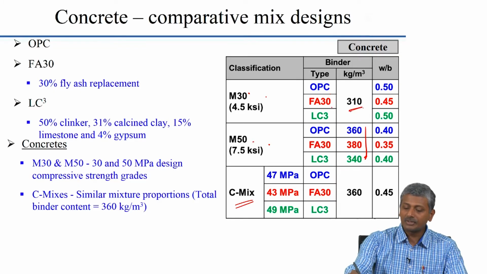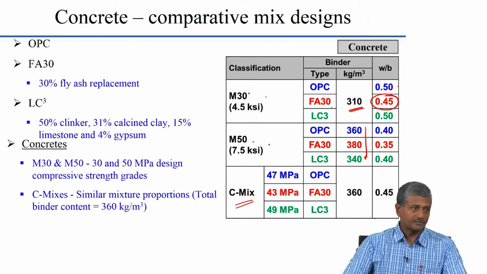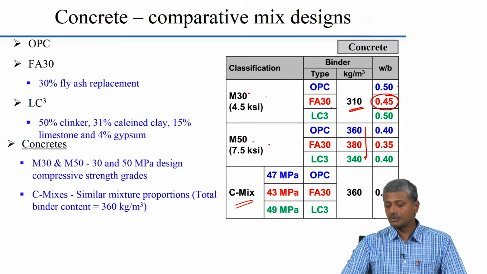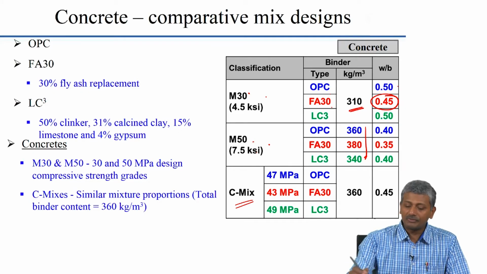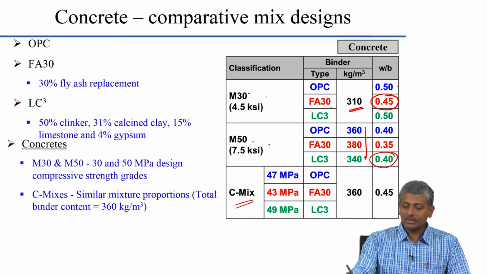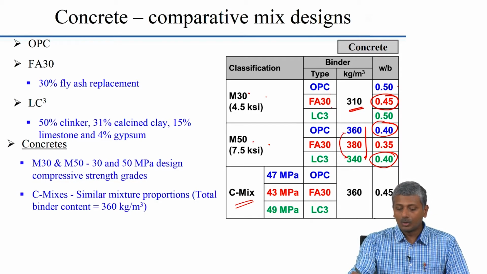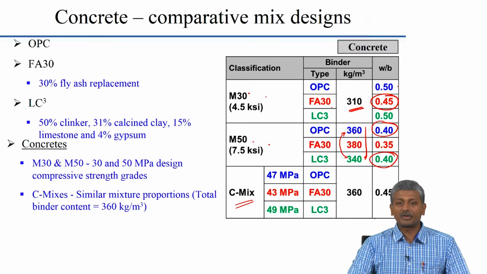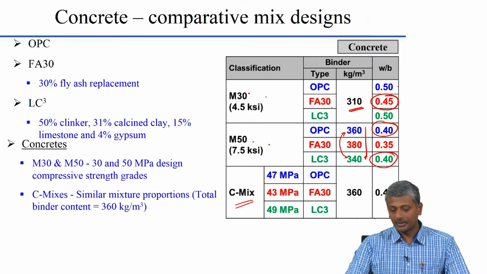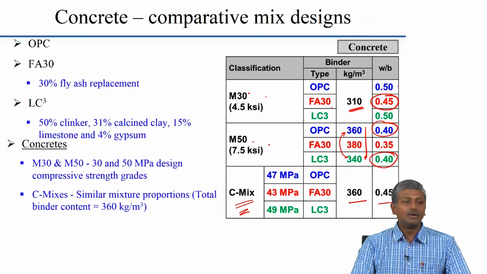In the case of M30 you have the same binder content, but some difference with respect to the water cement ratio that was needed for the fly ash based mix. For LC3 there was no need to change that. In fact, for M50, for the type of LC3 that was produced in this, you could actually use the same water cement ratio as the OPC mix, but you needed lower binder content as opposed to the OPC mix to obtain the same grade of concrete. Now, the common mix had 360 binder content and 0.45 water binder ratio.